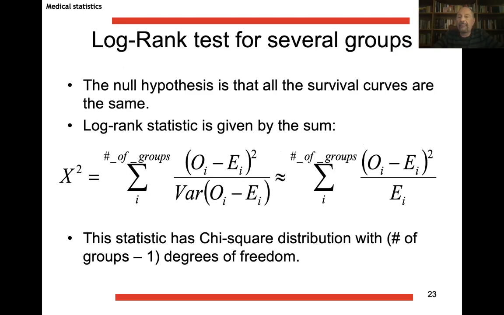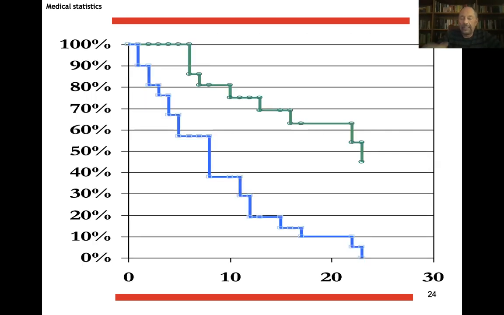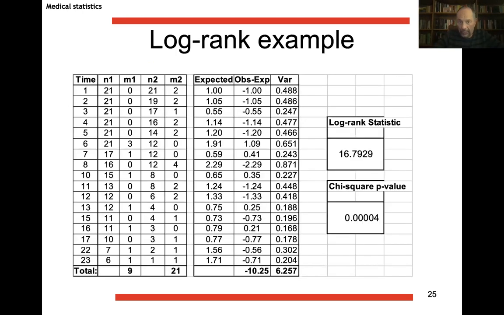So when you have many groups, the null hypothesis is that all survival curves are the same, and the log rank statistic can be written in this way. Again, it is nothing else than a multidimensional chi-square with the degrees of freedom given by the number of groups minus one. That's, you know, how the curves in Kaplan-Meier will look.